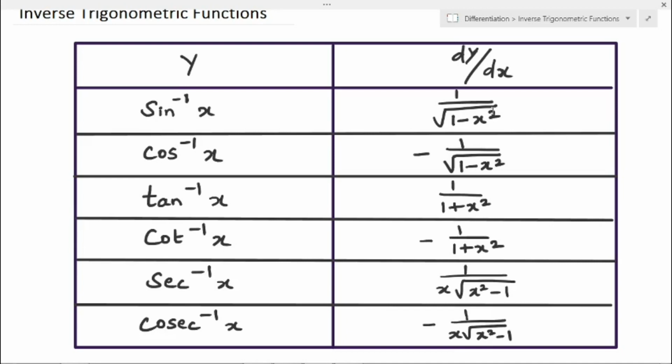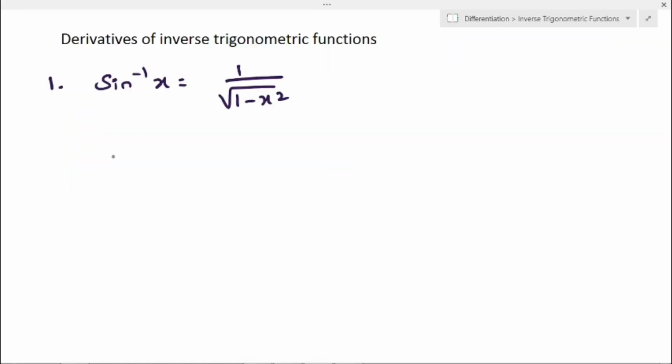Next, secant inverse of x formula is 1 divided by x into root of x square minus 1, and cosecant inverse is also the same formula with the minus sign, that is minus 1 divided by x into root of x square minus 1. So these are the derivatives of inverse trigonometric functions. Now we are going to learn how we get all these inverse trigonometric formulas. So first one is sin inverse of x derivative is 1 divided by root of 1 minus x square. Now we are going to solve how we get these values.